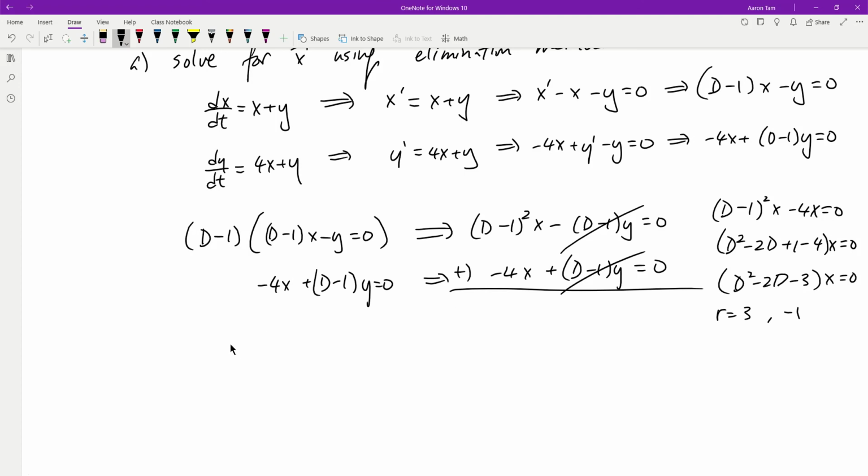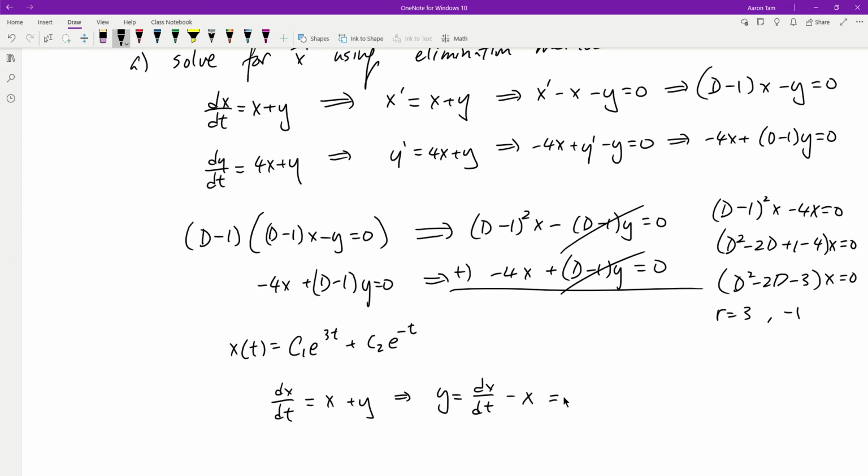So therefore, x of t should equal c1 e to the 3t plus c2 e to the negative t. And so now I can try to find y. It's pretty easy to find y because we do know that dx over dt equals x plus y, which implies that y is equal to dx over dt minus x.